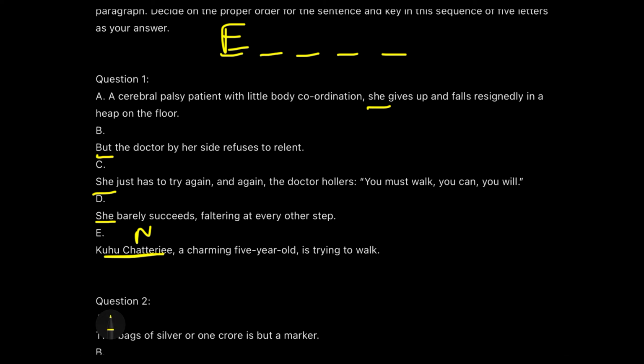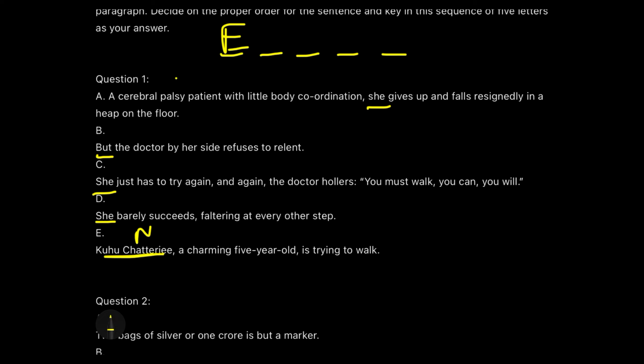And after that, I know that since I am being introduced to the 5-year-old, I will be connecting a sentence which will be talking about her. But we see that there are 3 sentences having she in it. So A, C and D can really be a connecting point for this answer. But we'll try to figure out what is more in connection. Now here we are talking about a cerebral palsy patient with little body coordination.